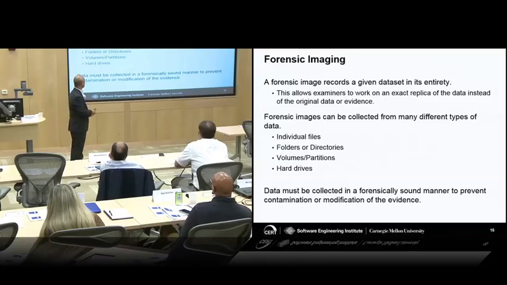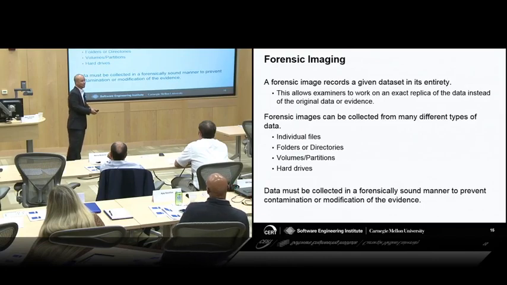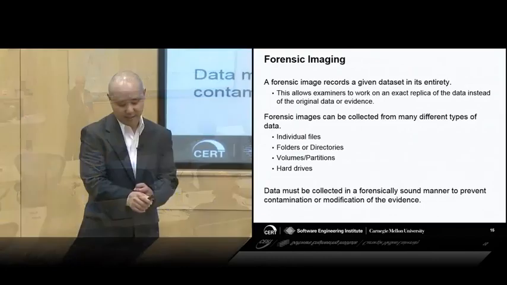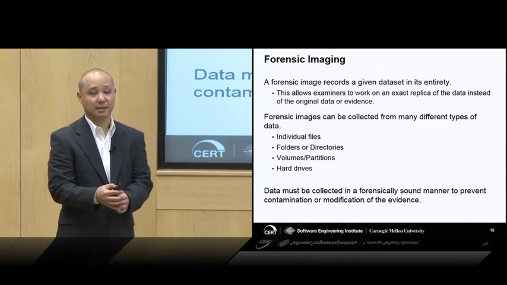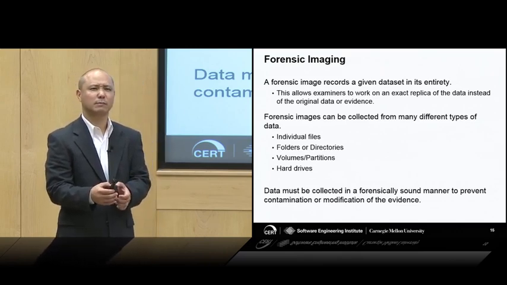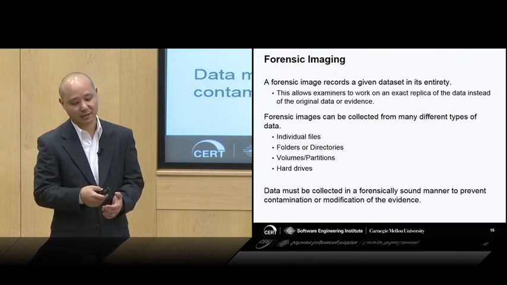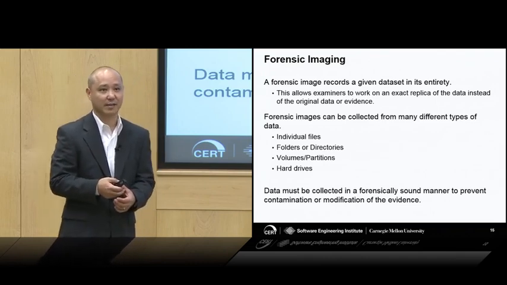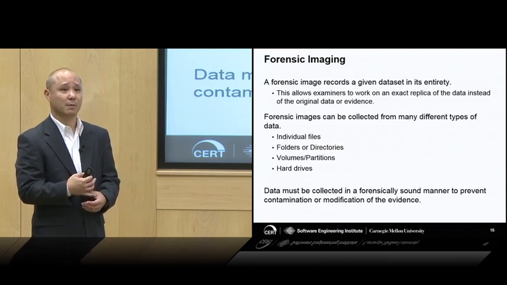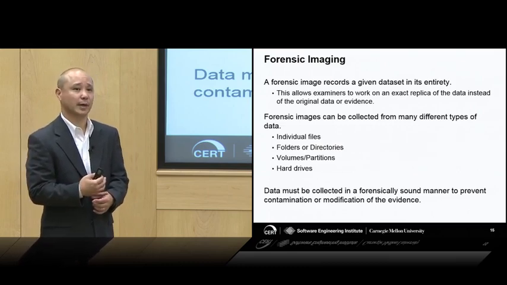Okay, forensic imaging records a given data set in its entirety. It allows the examiner to see an exact replica of the data instead of the original data. It's the forensic image of it, so it's not the original, so you're not going to mess anything up on the original as part of the evidence.